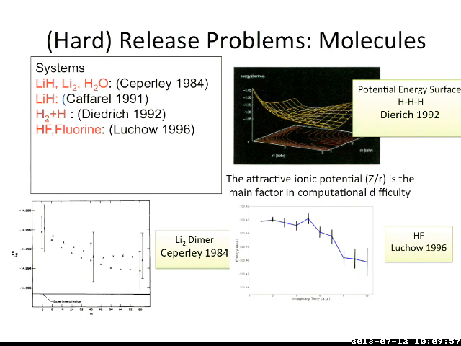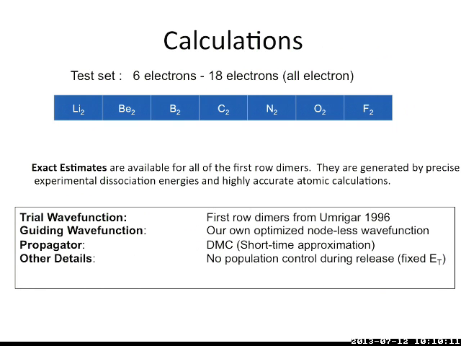Also, this is Arne Luchow's data. It's not clear that he has a plateau yet or what's going on in the data. So it's really difficult, or was back then really difficult, to do these calculations. And Bernie and Jonathan and Randy were like, let's try and put more modern computers on these problems and see how well we can do with release node. So we decided to do the first row dimers, Li2 to F2, including 6 to 18 electrons.